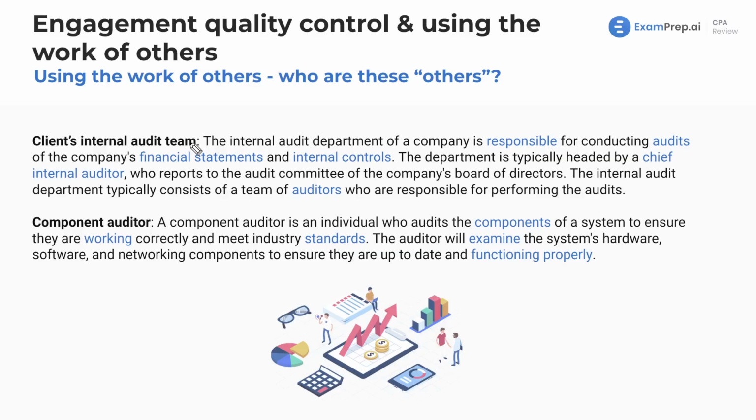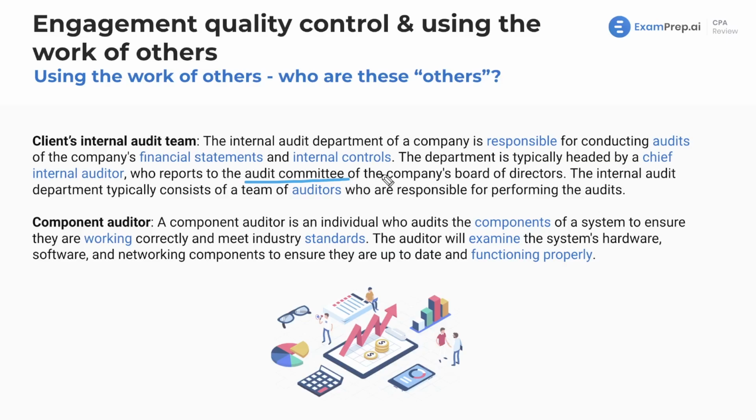If you don't like working at a public accounting firm anymore, you can go get a job at a company's internal audit department. The internal audit department of a company is responsible for conducting audits, so internal audits, not external audits. Audits of the company's financial statements and internal controls. They're typically headed by a chief internal auditor who reports to the audit committee. That's important because we're not reporting to management.